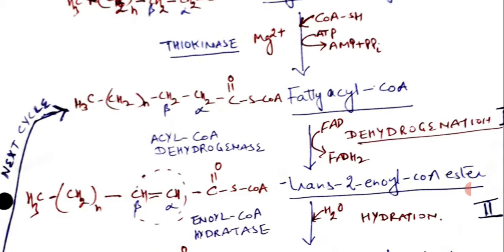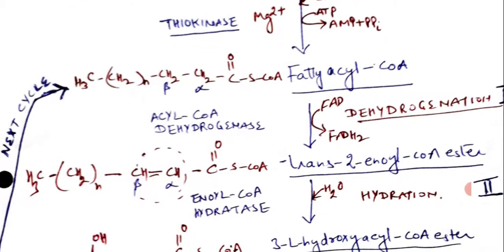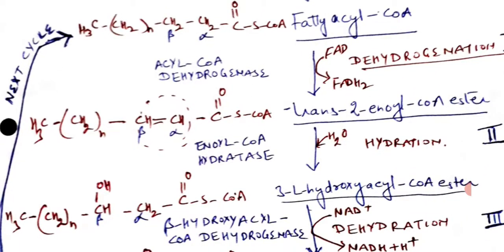This reaction is catalyzed by the enzyme acyl CoA dehydrogenase, and the hydrogen that is removed is carried by the FAD carrier. So that means FADH2 is formed, which enters the ETC chain to form ATPs. In the second step, the trans-2-enoyl CoA ester undergoes hydration, that is the addition of water, and this water gets arranged at the alpha and beta positions of the carbon, catalyzed by the enzyme enoyl CoA hydratase.